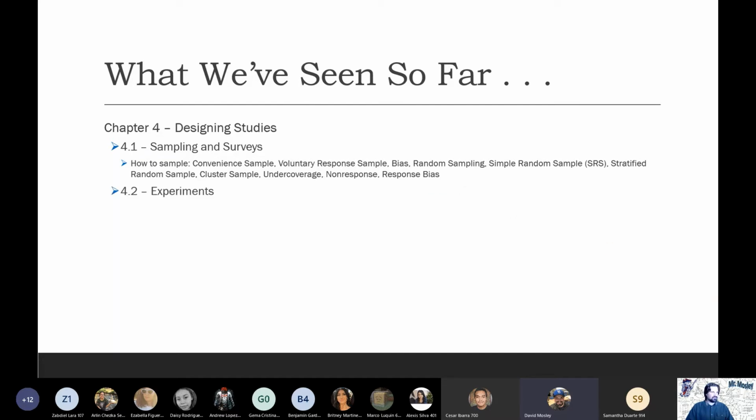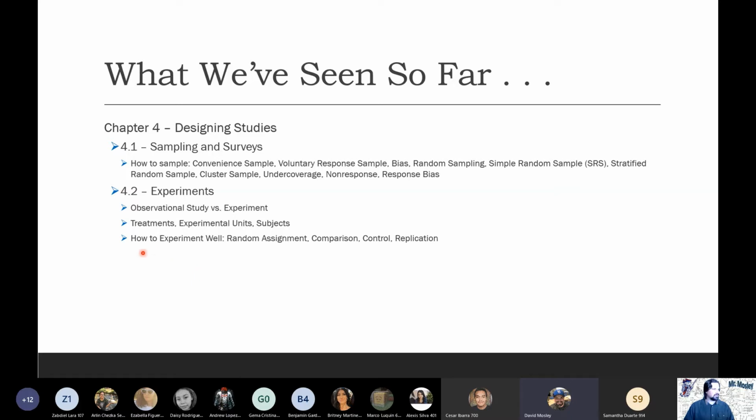We then went into section 4.2 about experiments. We considered an observational study versus an experiment, the difference between those two. In an experiment, we have treatments, experimental units, and subjects. When we want to experiment, we must consider these 4 things: random assignment, comparison, control, and replication. These are the 4 characteristics of a well-designed experiment.